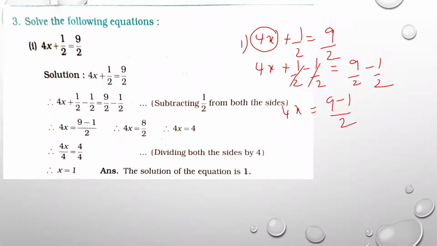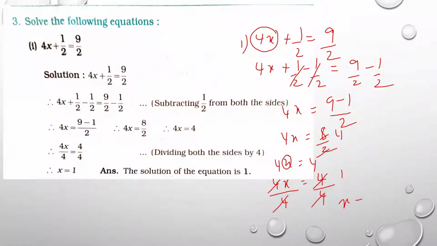Now 4x is equal to what? 9/2 minus 1/2 will be 8/2. So 4x is equal to 8/2, divide with 8. So what you will get? 2 4s are 8. So 4x is equal to 4. Now we want to find the value of x. So you want to remove this 4. So 4x upon 4, you have to divide both LHS and RHS with 4. So 4 and 4 will get cancelled. Here it will become 1. So x is equal to 1 is the answer. So solution of equation is what? 1.